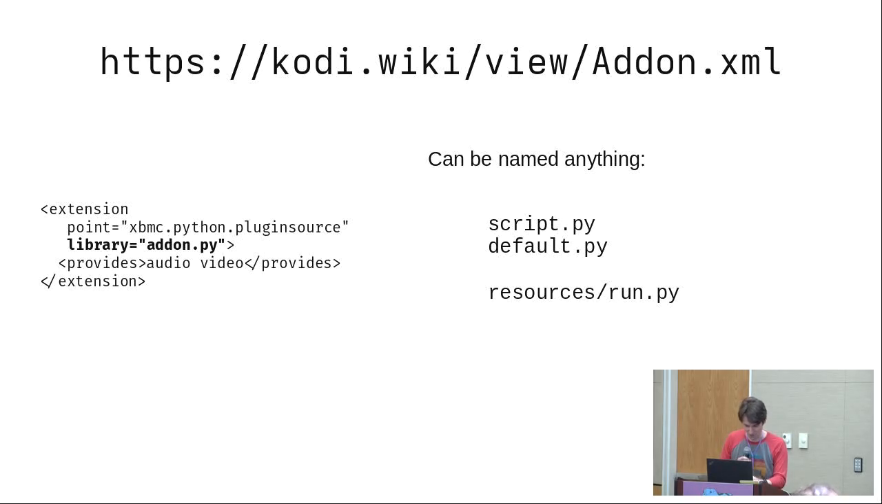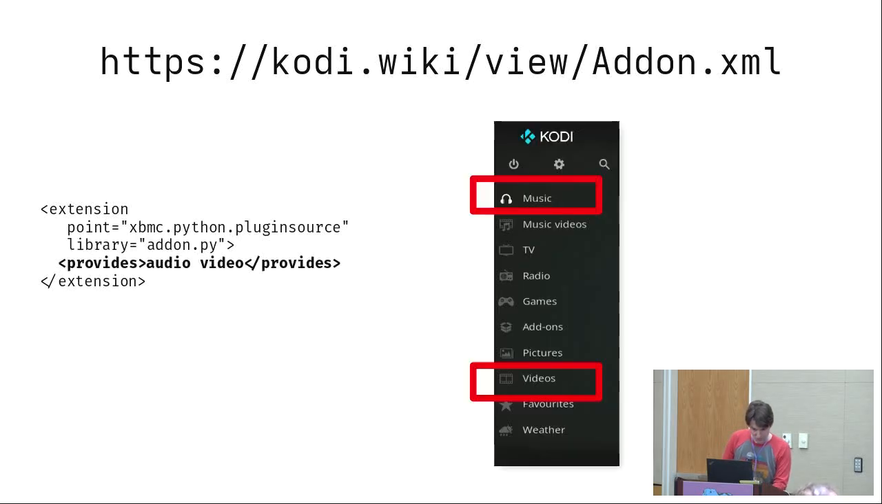You don't have to have one script to rule them all. And then specifically for plugin sources, we have this provides, which is space-separated types of media that you're showing, and that is to be displayed in the menu system. So this one's providing audio and video. That will go into the music and videos menus. Like if you go into them, you'll see this plugin.